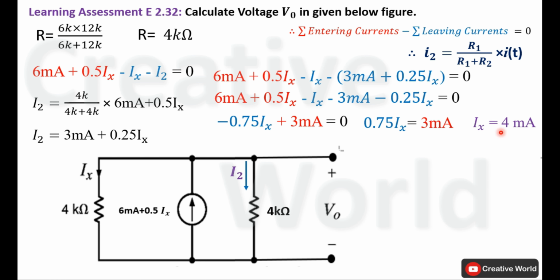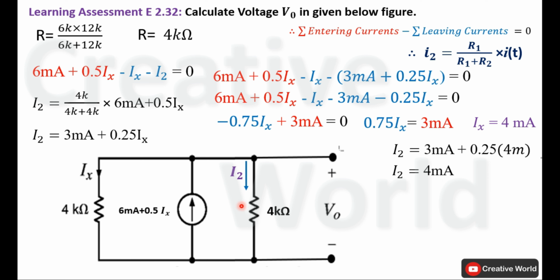Up to this point we have calculated the value of Ix, but we are interested in the value of I2. So we can place the value of Ix inside this equation to calculate the value of I2. That will be I2 is equal to 3 milliampere plus 0.25 multiplied by 4 milliampere. The value of Ix is 4 milliampere. Solve this equation to calculate the value of I2, that is also 4 milliampere. Now we have the value of I2 along with its direction.